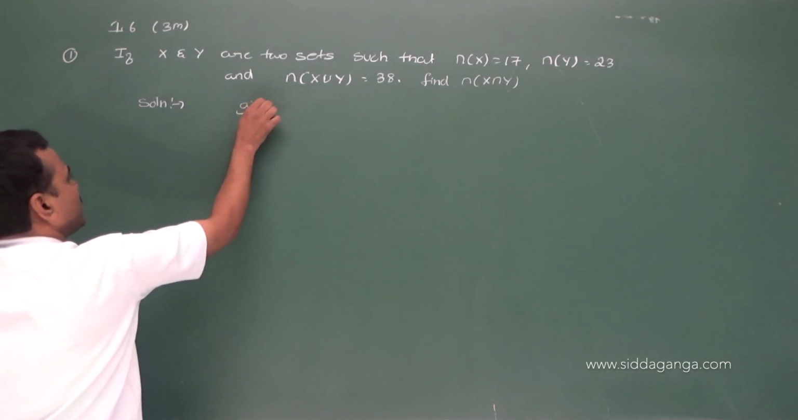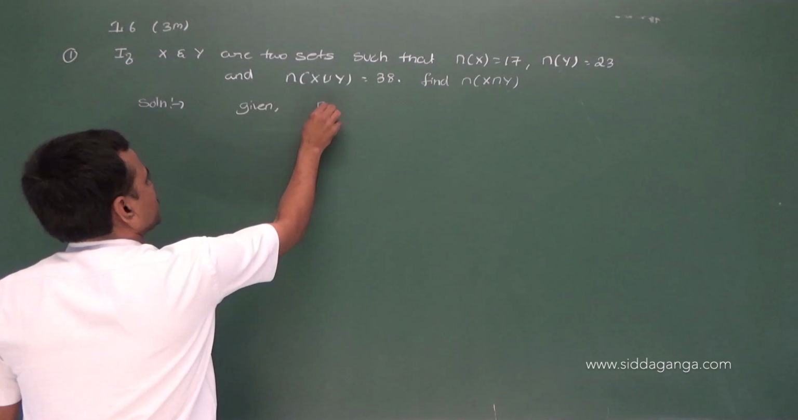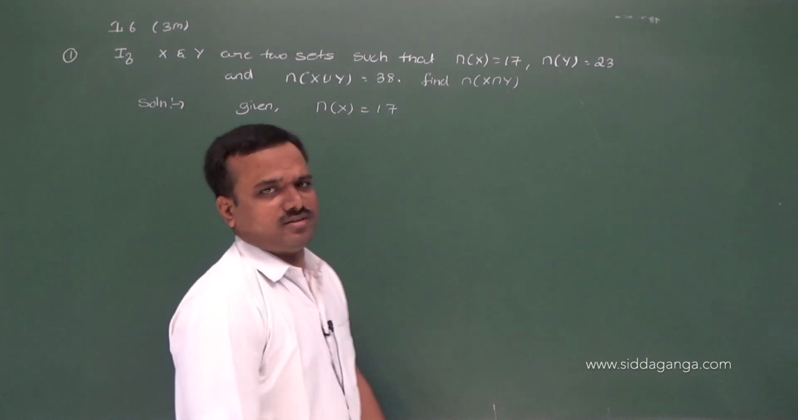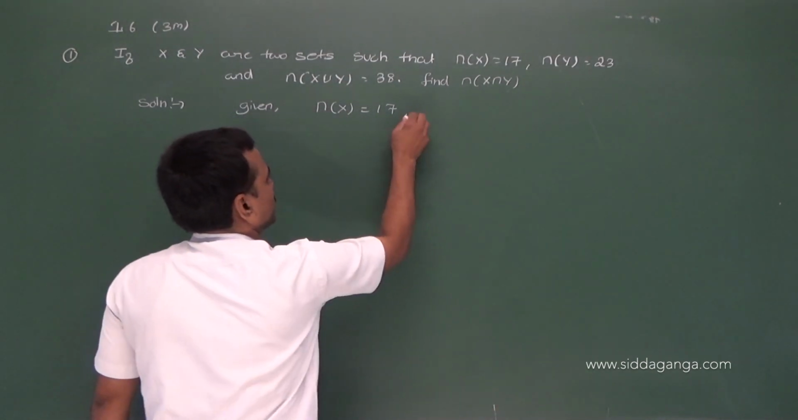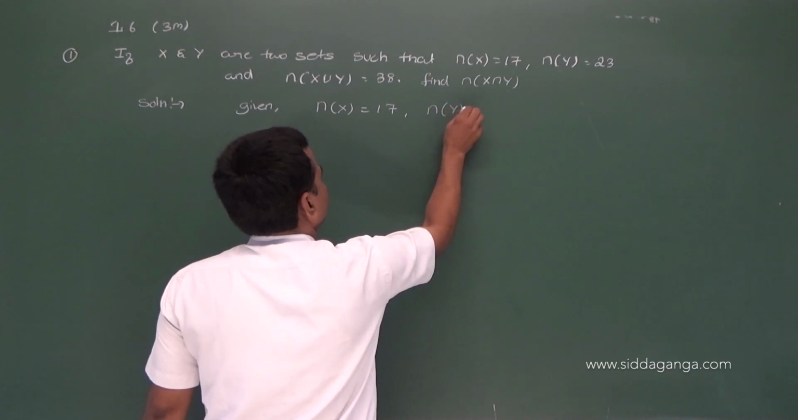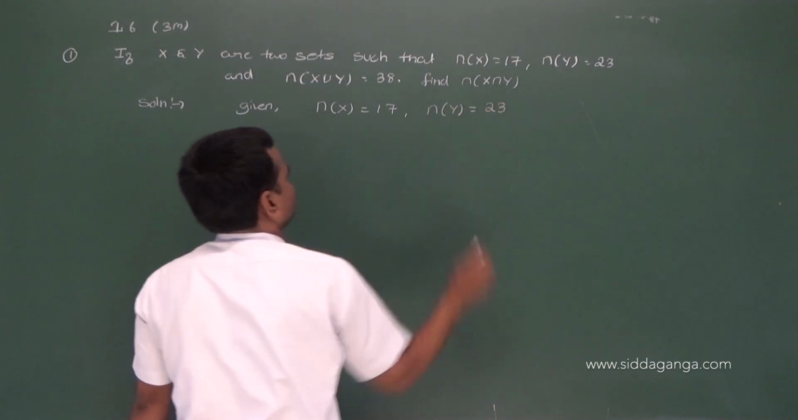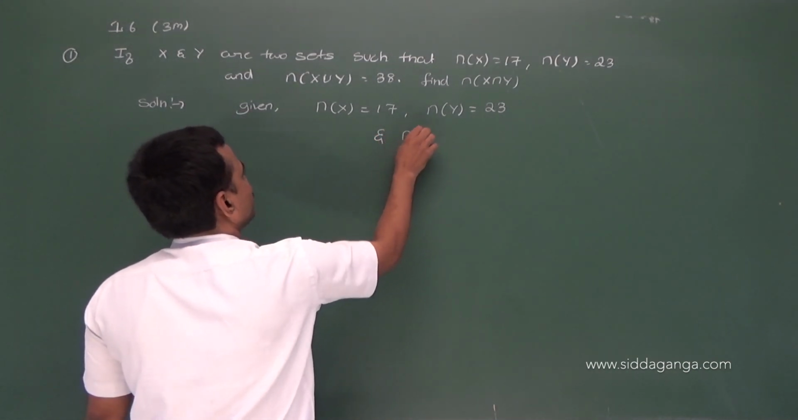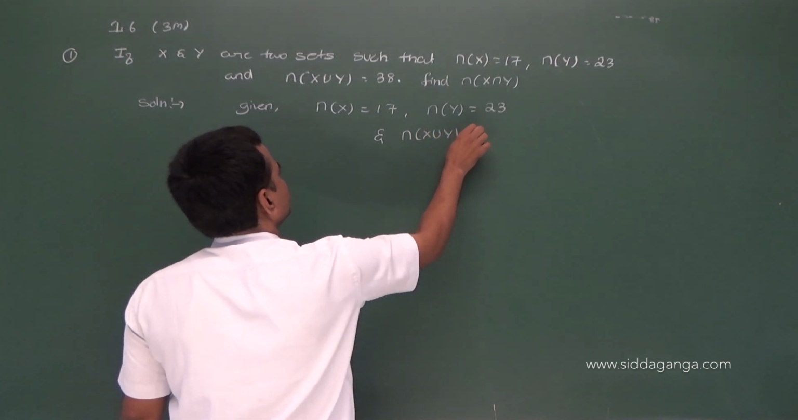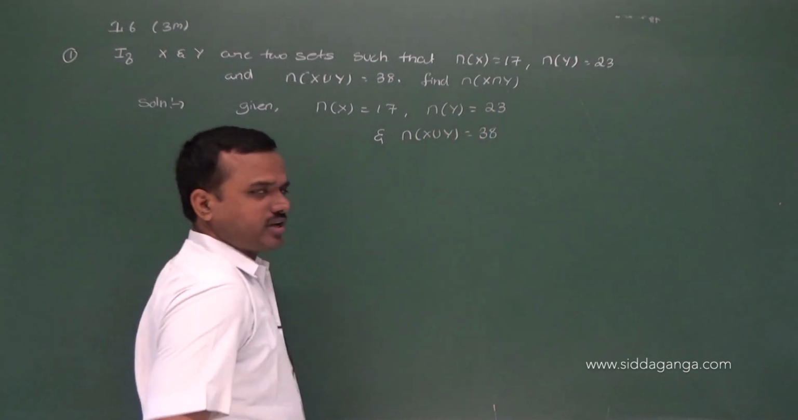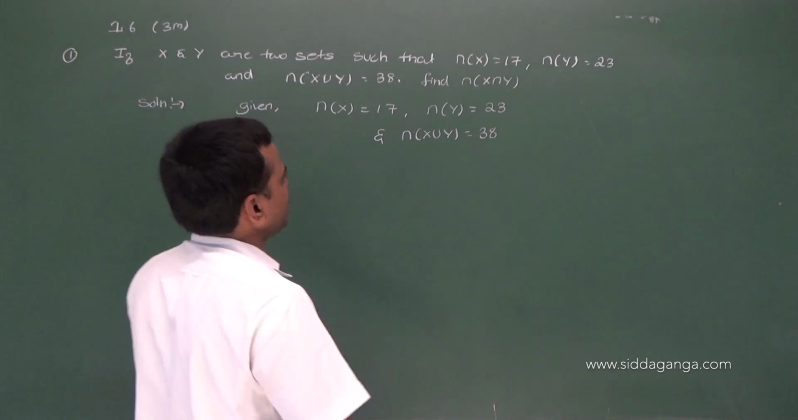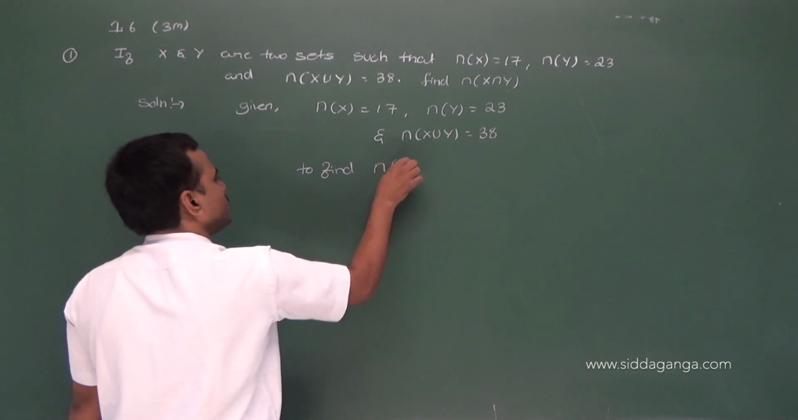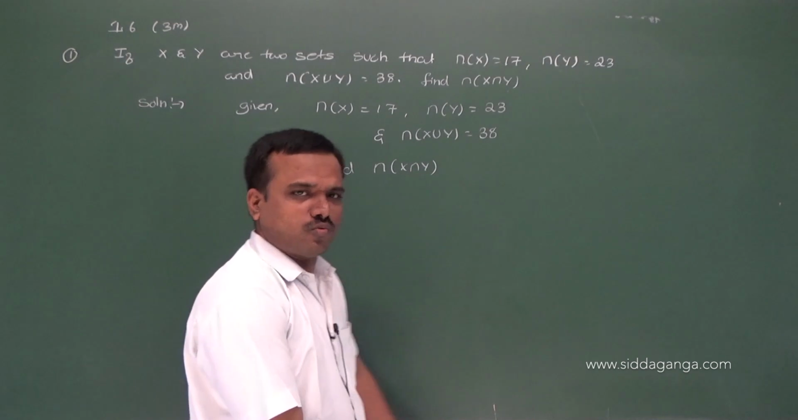Given, first, n of X: total number of elements present in the X set is 17. Correct? Okay. n of Y: total number of elements present in the Y set is 23. And n of X union Y is equal to 38. To find, what do you have to find? n of X intersection Y.